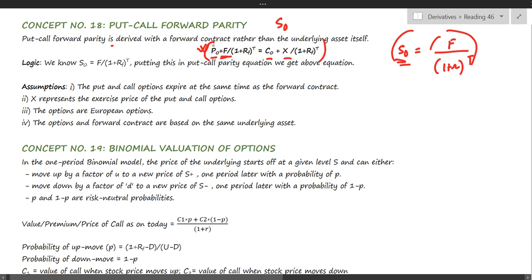This equation can again be established using the logical way also. Behind this, there are a few assumptions, like both the call and put options expire at the same time, X represents the exercise price, and the options are European and based on the same underlying asset.